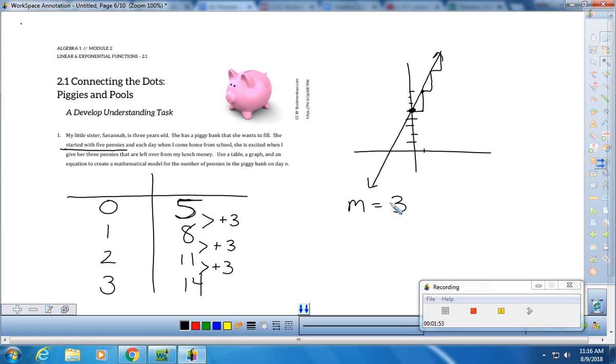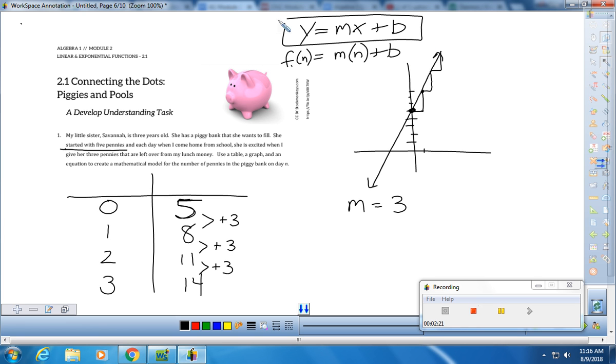Well, m, what is that from? y equals mx plus b. Well, in this case, it says use a table, graph, or equation to create a mathematical model for the number of pennies on day n. Well, that means for this one, it's going to be y, or f of n, we could write it, is m times n plus b. I know that's confusing, but if you like this more, then just use this. I just want you to understand what you're doing. Ideally, you could use both of them.